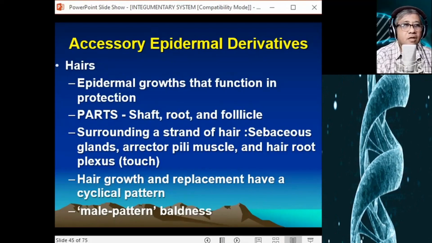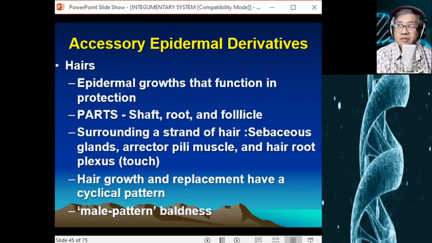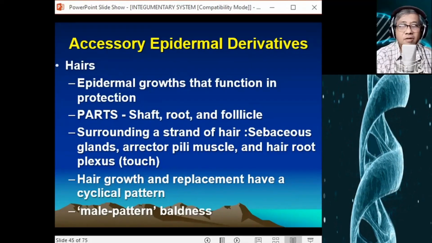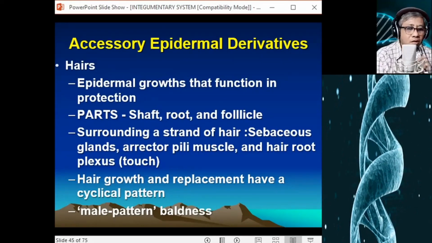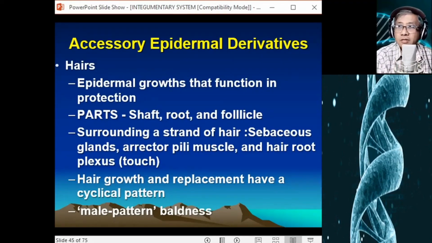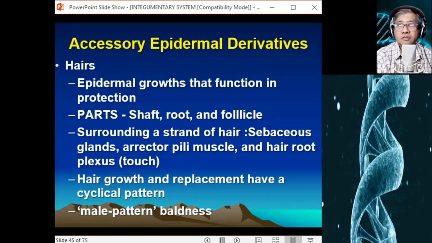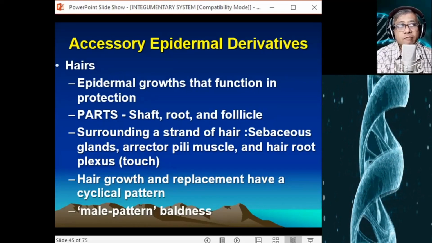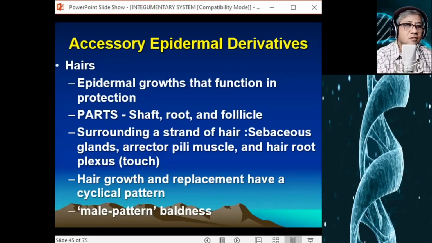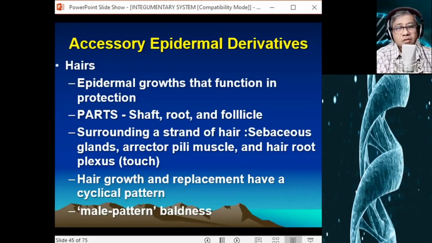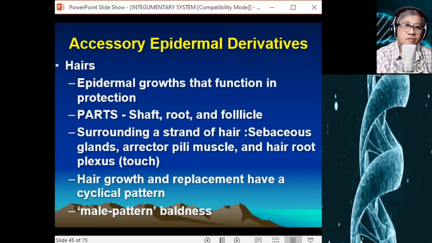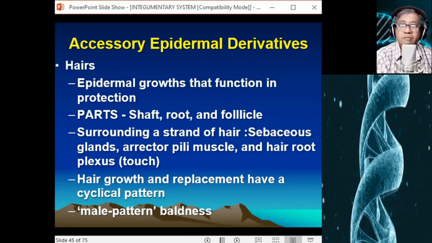Ayan. So, ano siya? Additional barrier yan ng balat natin. Kaya di ba yung mga hayop, may mga hayop talaga makapal yung fur or yung hair that aids in protection. Protection from external forces, protection against sudden changes in temperature. So, yun yung function ng buhok.